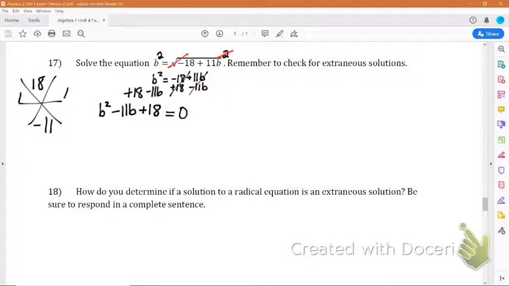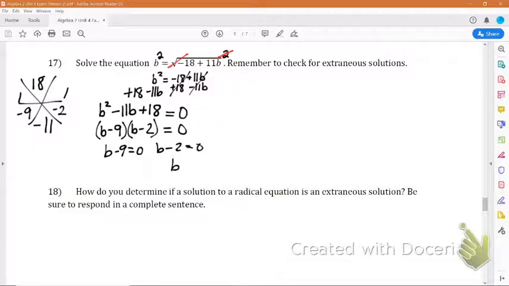Two numbers that multiply to give you 18, but add to give you negative 11: negative 9 and negative 2. Set them both equal to 0. So b is 2 and b is 9.